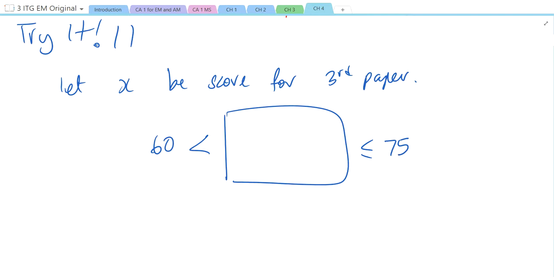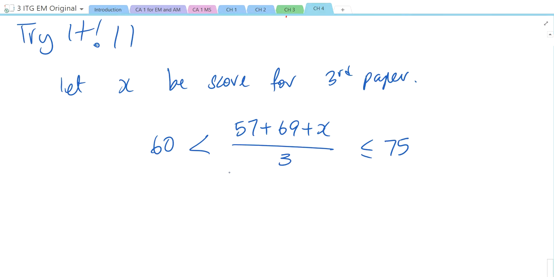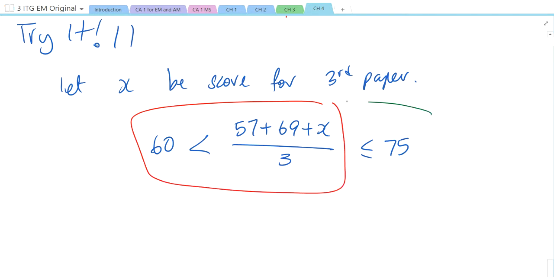So what goes into this box? 57 plus 89 plus x, divided by 3. So here we have our mean. Our mean is greater than 60, but it is less than or equal to 75 in order to get a C grade. So here we work it out. This is one part of it. This is another part of it.